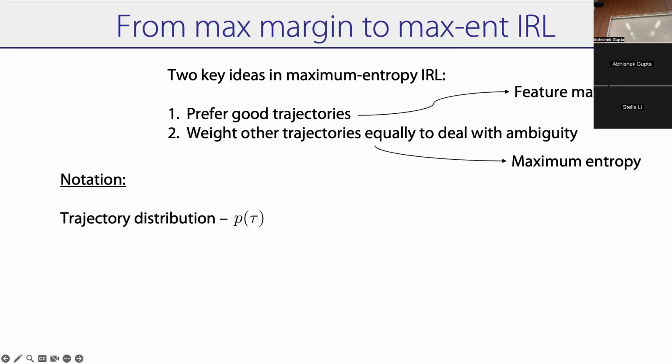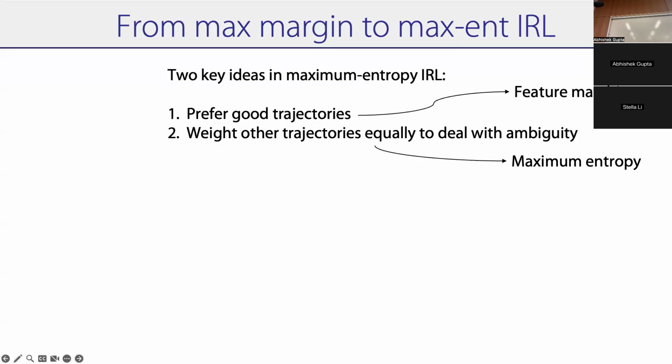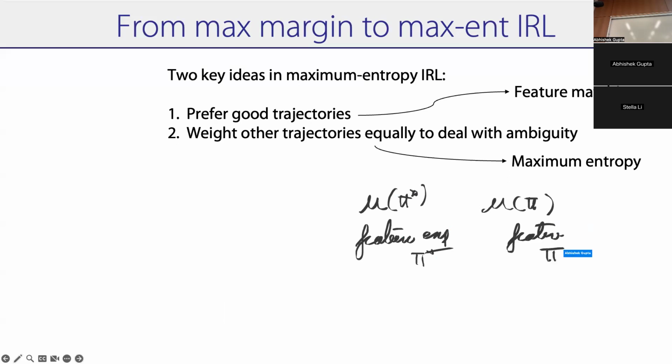So let me try to work this out. Let's say you have mu of pi star, which is the feature expectations under pi star, and mu of pi, which is the feature expectations under pi. There are many possible mu of pi's that can match mu of pi star. Let's choose the one that has maximum entropy, right? So the idea is basically similar to robust SVM.